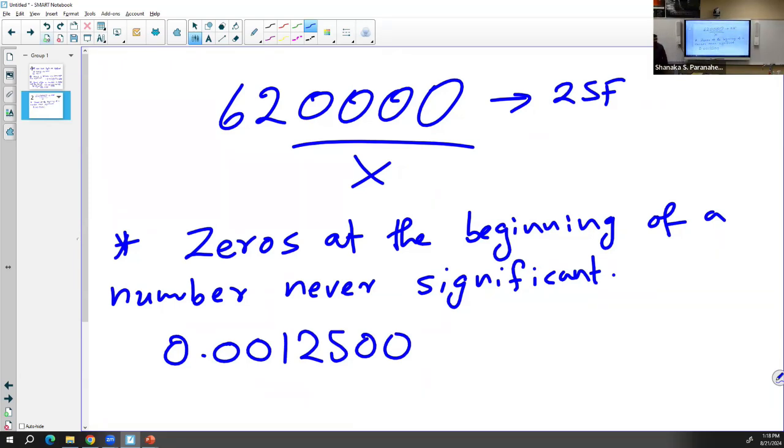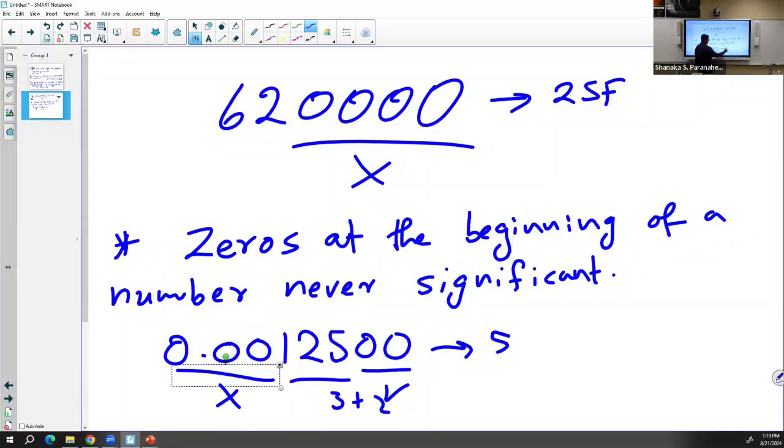How many significant digits in this number? Five. Yes, it has five. So zeros at the beginning of a number are never significant. So those three zeros are non-significant zeros. Zeros after a number are significant with the decimal point, so those two zeros are significant. So there are three non-zero digits, plus two, five significant digits. Any questions?